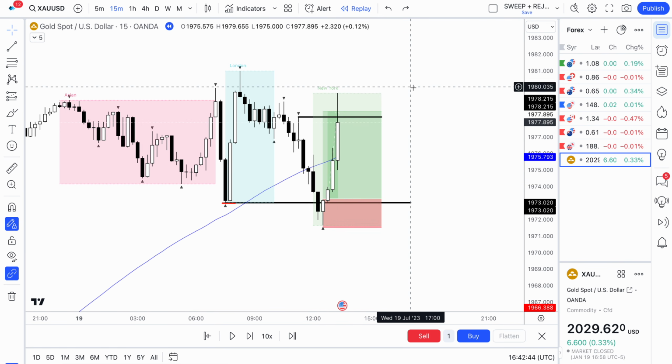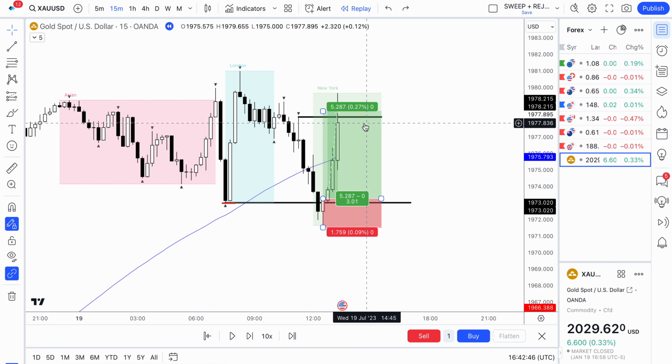But very, very nice trade, this one on gold here. 1 to 3 risk to reward. You're in and out of the market. You then regroup, come back the next session, which will be the London session, and then look to execute in the markets there.